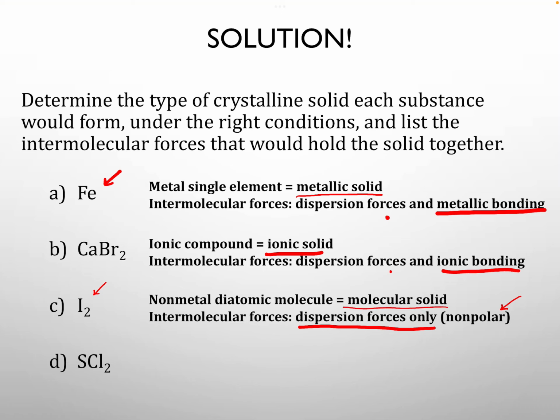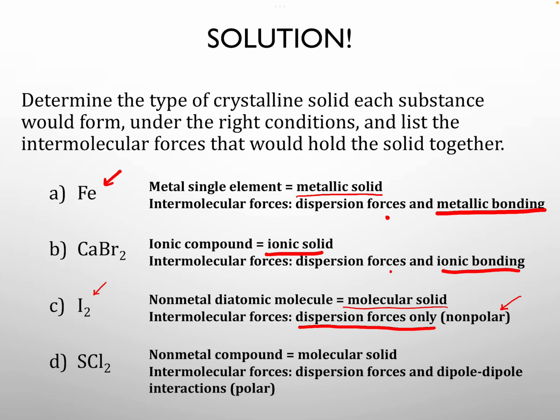All right, our last one is sulfur dichloride. So this is a molecular compound. Anytime you find a molecular compound, you're going to need to draw the Lewis structure because you need to figure out, is this polar or is it nonpolar? So again, this is a molecular compound, therefore it's going to make a molecular solid. Okay, but we need to draw the Lewis structure. So if we drew out the Lewis structure, we would find that sulfur has 6 valence electrons. And when we bond our chlorine to it, it's going to look like this.